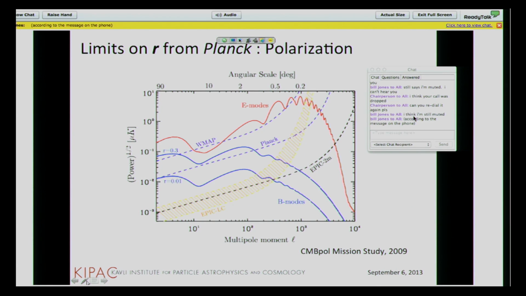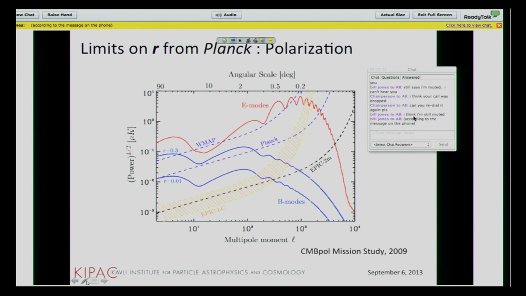So how might we go about doing that? Here's a plot that shows what Planck might hope to do with regard to limiting the level of B-mode power on the CMB on the largest scales. This plot is, of course, showing in red the E-mode power spectrum, the sort of prosaic polarization that comes from scalar quadrupole anisotropies at the surface of last scattering.